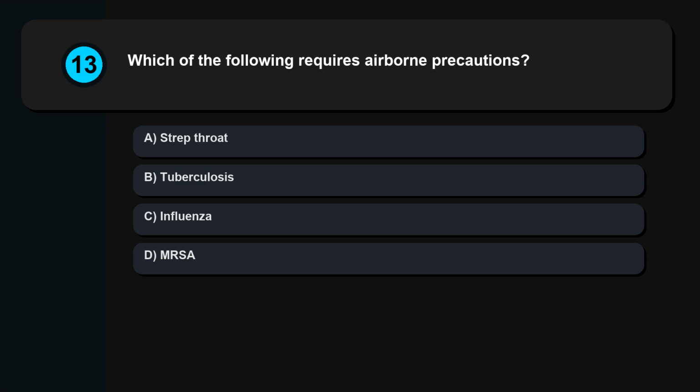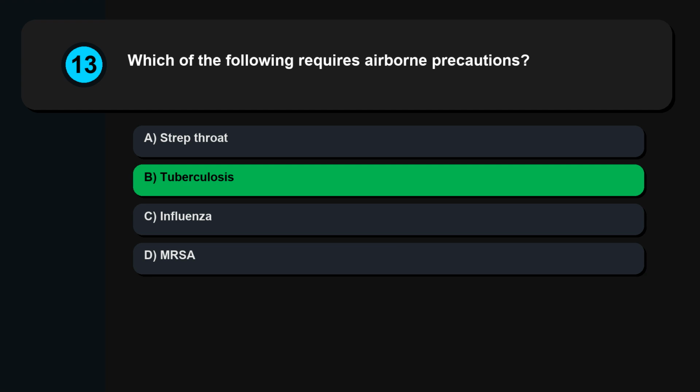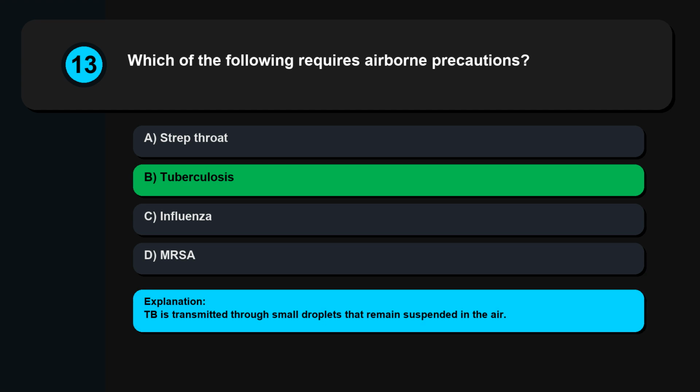Question 13. Which of the following requires airborne precautions? Strep throat, tuberculosis, influenza, or MRSA. TB is transmitted through small droplets that remain suspended in the air.